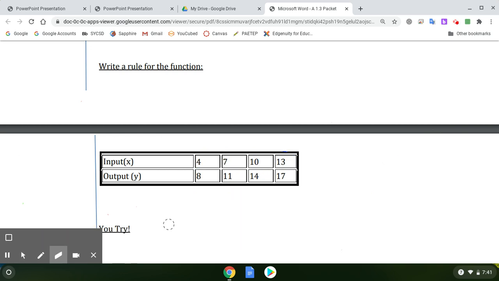One more note for this table. When you are looking for the pattern, you may have first tried multiplication because we know 4 times 2 gives us 8. However, you have to try that with each ordered pair, and if we apply that same idea to 7, 7 times 2 does not equal 11. So we know that that pattern doesn't work here, and adding 4 instead was what created this rule.